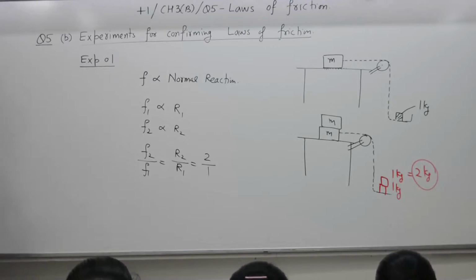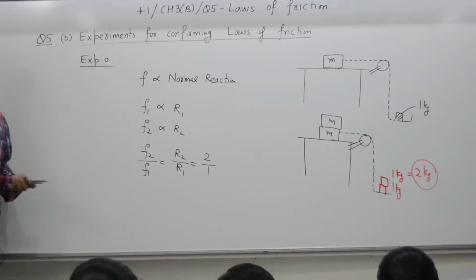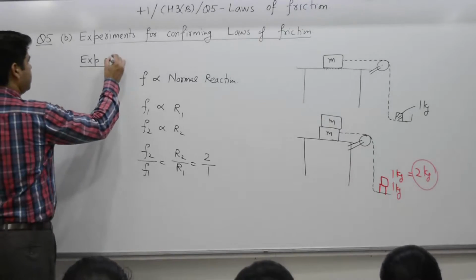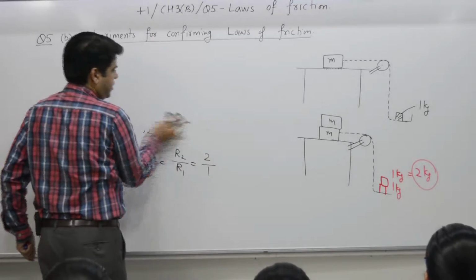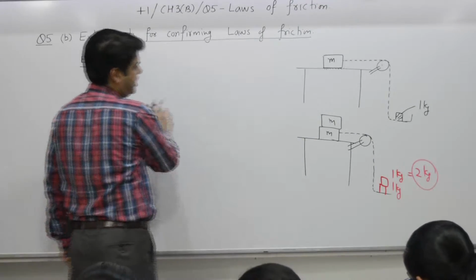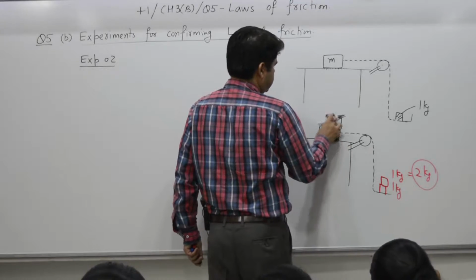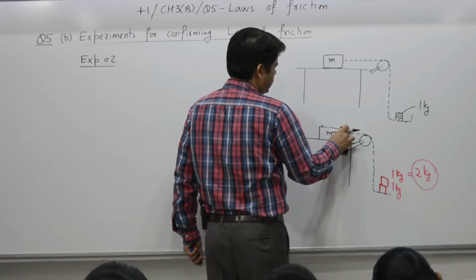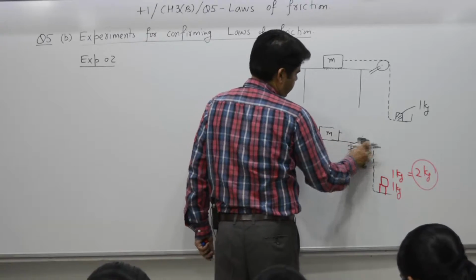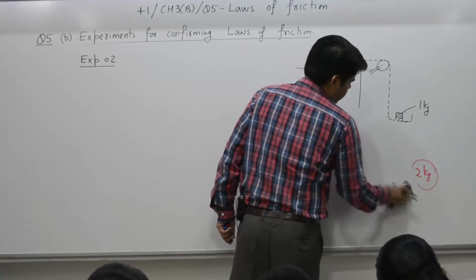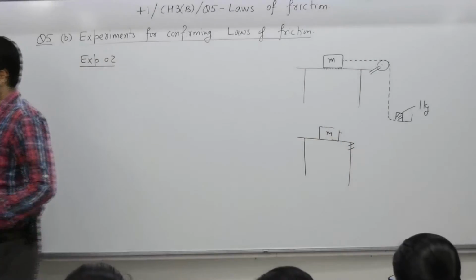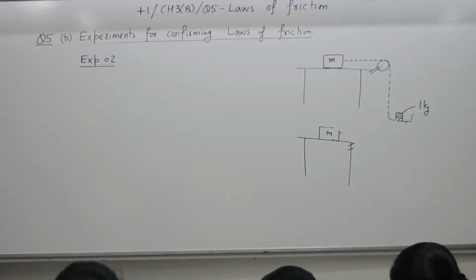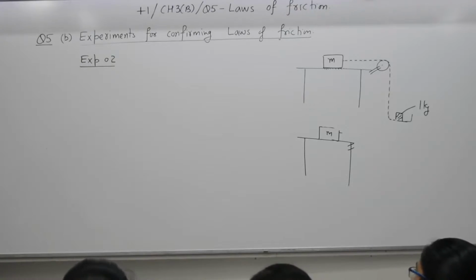Second law. Experiment number 2 to confirm second law. What was the second law? Friction is? Second law is what? Direction. Second law deals with the direction. The law is, yes, we just go through the statement of law 2. Direction of friction is opposite to the tendency to move.